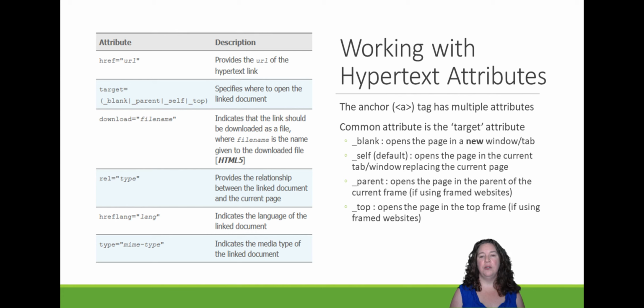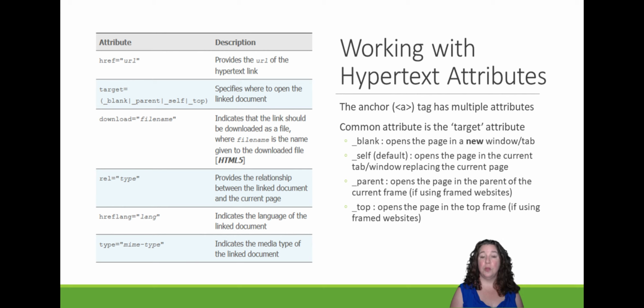So if you say that the target is self, that's the default, it will open the page in the current tab or window, replacing the current page. So if we're on a current page and we click the link, it will replace the current page with whatever we wanted for our link. However, if you choose _blank, these are all underscore, it opens the page in a new tab, a new window, and leaves the old tab exactly the way it was, which is kind of convenient if you're going to be clicking on a link, but you don't want to alter where the person was before.